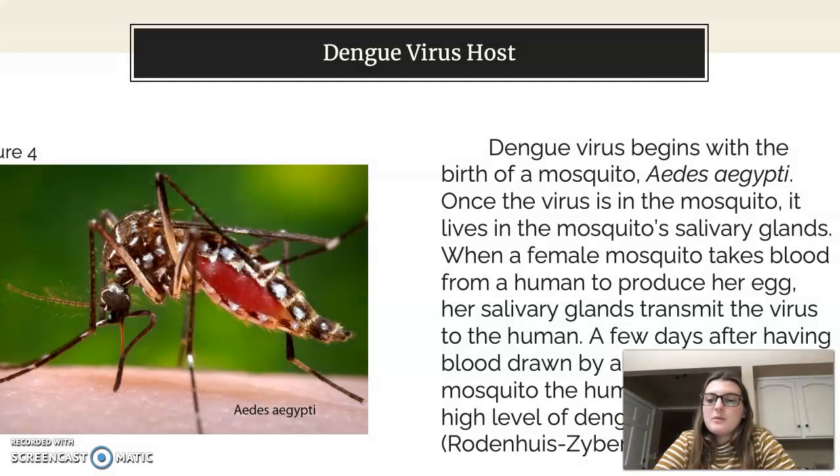So Aedes aegypti mosquitoes are the host for this virus. The mosquito has the virus living in its salivary glands. A female mosquito needs to draw human blood to produce her eggs. So as she does this, her salivary glands will transmit the virus to humans. This happens a few days after the bite happens, and high levels of dengue in the blood will be detected.